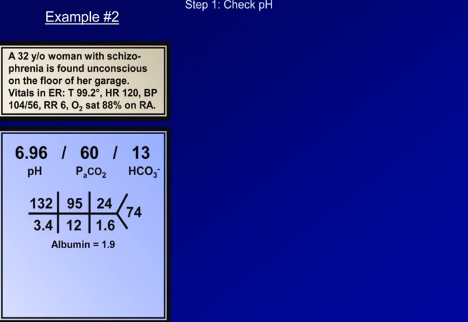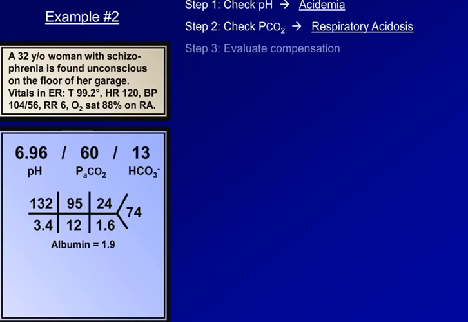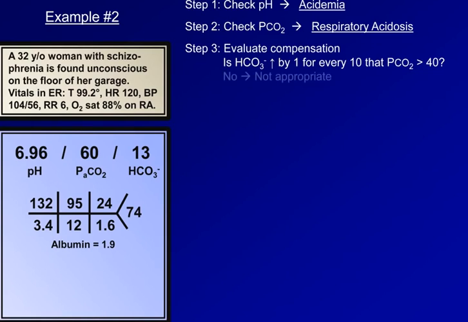Step 1, check pH. Obviously, an acidemia is present. Step 2, check the PCO2. There is a respiratory acidosis. Step 3, evaluate compensation. This sounds like an acute process from the brief vignette. For an acute respiratory acidosis, the bicarb should be increased by 1 for every 10 that the PCO2 is greater than 40. But the bicarb here is actually decreased. So therefore, not only is compensation not appropriate, there must be an additional metabolic acidosis.